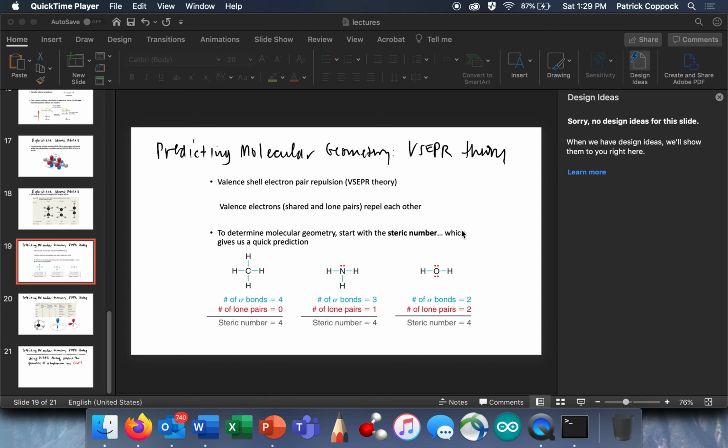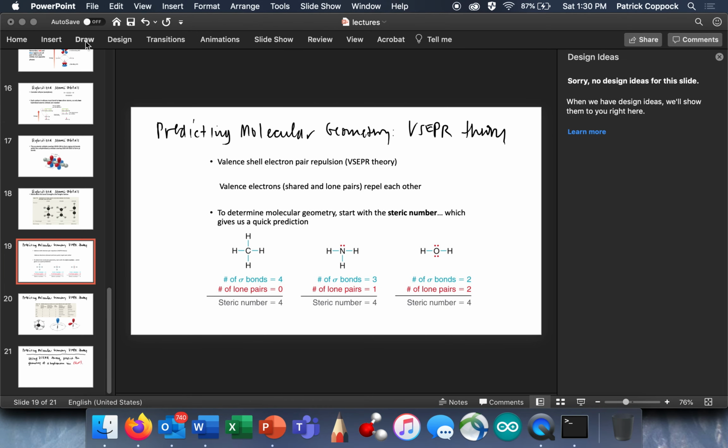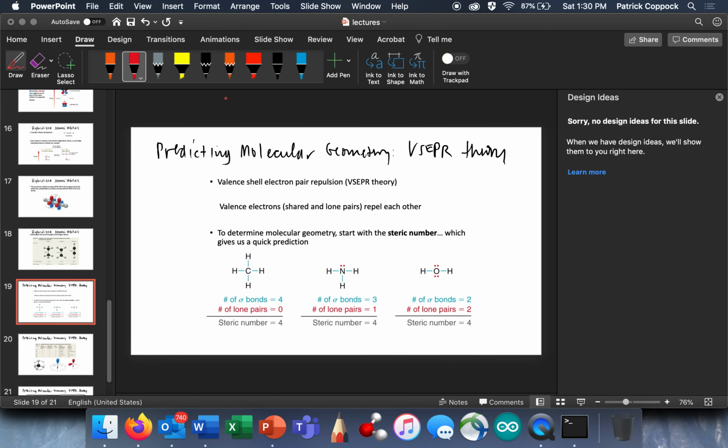Okay, so we're going to now predict molecular geometry, and we're going to use valence shell electron pair repulsion theory, right? The name is not important, but you heard this in Chem 1 or Chem 2. We're going to use that to predict molecular geometry. This is probably one of the most important topics that we'll have in all of Organic 1 and 2, okay? It's not going to be very long, but it's very foundational.